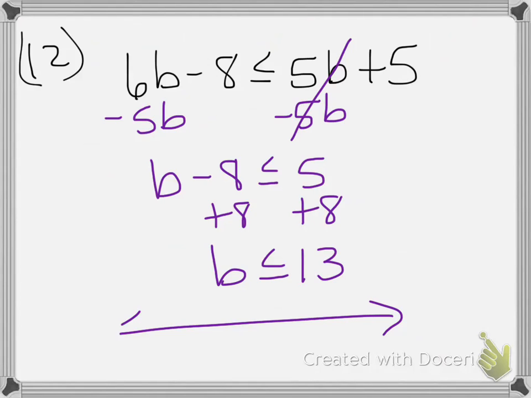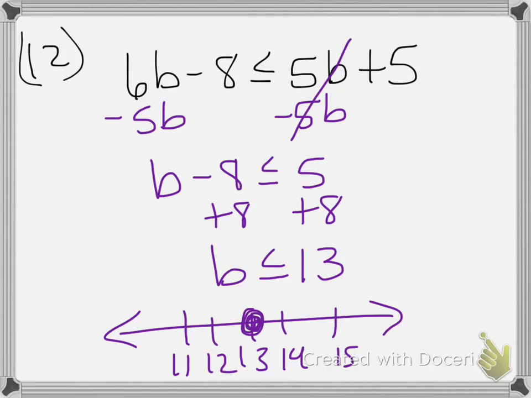If you had to put this on a number line, which you don't, but if you did, make yourself a little number line. Because of the equal to symbol, you're going to make a solid circle out in 13. And because it's less than, and this arrow over here points the same way as this, then we're going to shade less than, which is left.